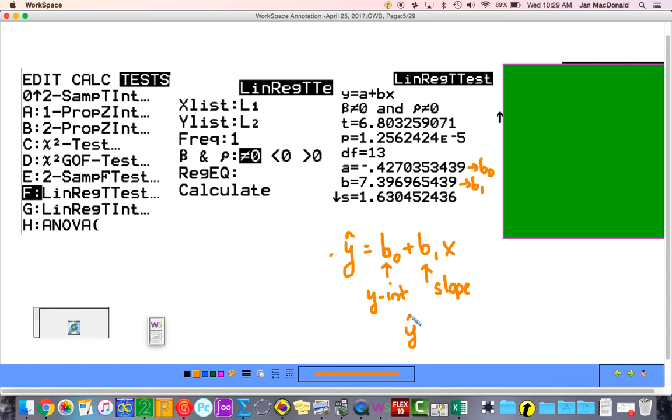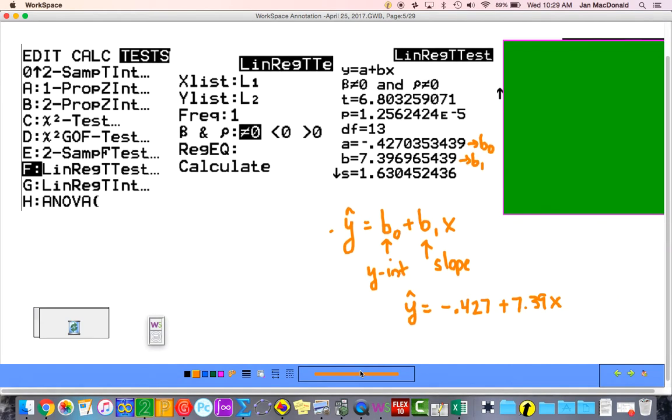Okay, so the equation from our calculator would look like this. Our predicted value is equal to negative 0.427 plus 7.39x. And again, in AP Stats, it's not enough to just have the x and y's. We would generally put it in context. And I remember that this is ACT score. Our predicted ACT score is equal to negative 0.427 plus 7.39 GPA.